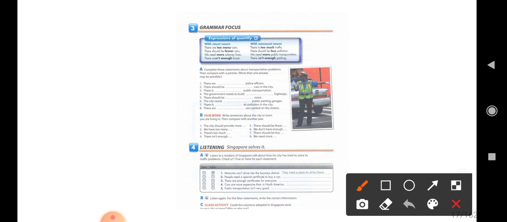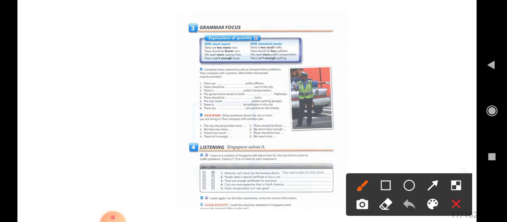Now let's practice with some sentences. Here we have count nouns like cars, buses, or subway lines. So listen and practice. There are too many cars. There should be fewer cars. We need more subway lines. There aren't enough buses.